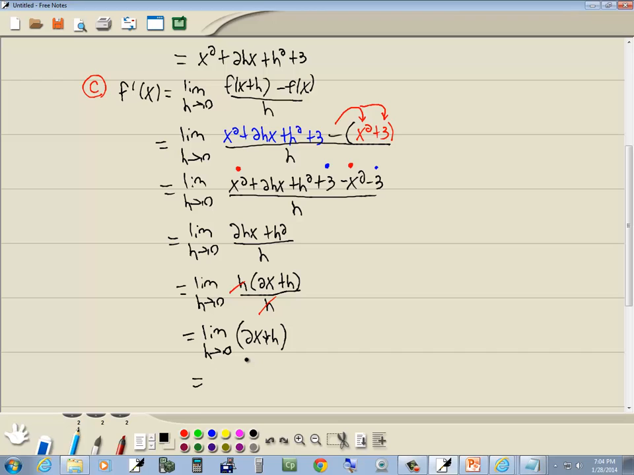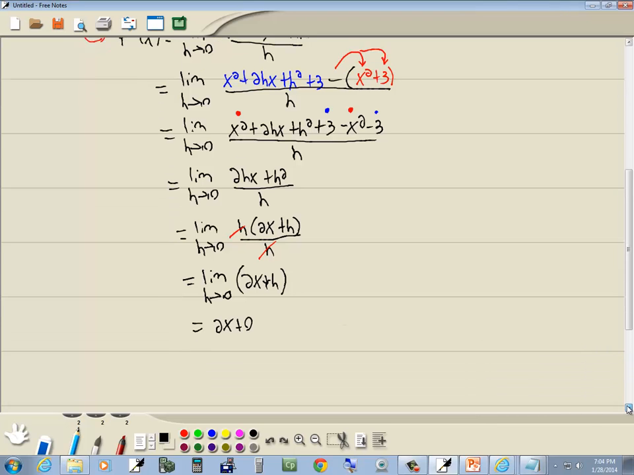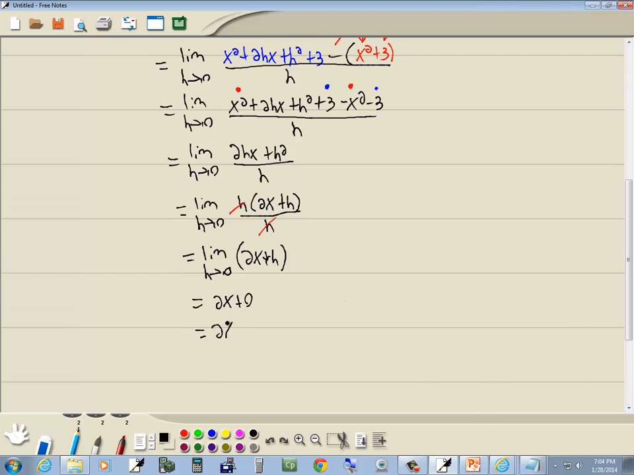Well, now we're ready to plug 0 in for h. So that gives us 2x plus 0, which then gives us 2x. So that's our f prime.